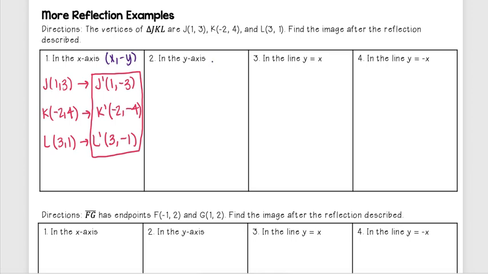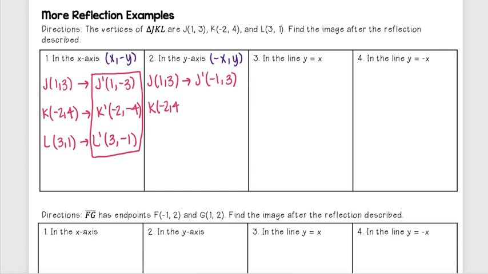Now let's do the same thing for the y-axis. The y-axis is going to be the very opposite of the x-axis. Now I'm going to take the opposite sign of my x-coordinate, and my y-coordinate is going to stay the same. So again, J is at 1, 3. This time I take the opposite sign of x, so I'm going to have a negative 1. Y stays the same at 3.